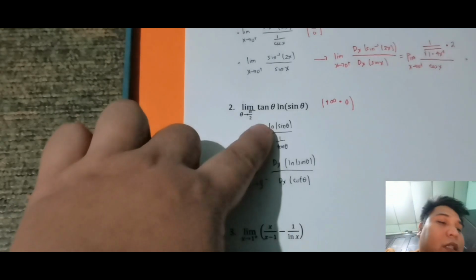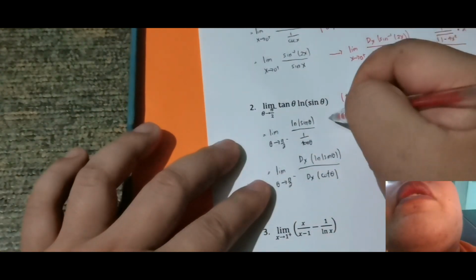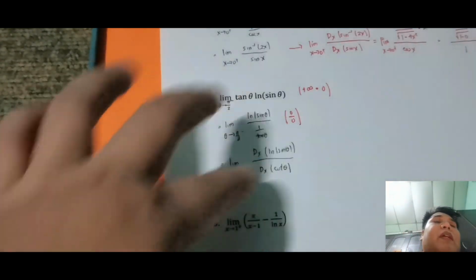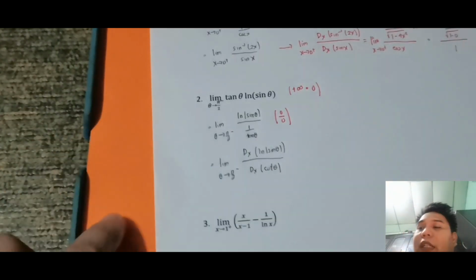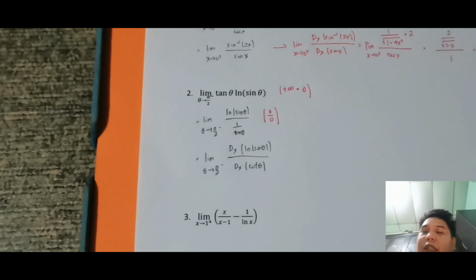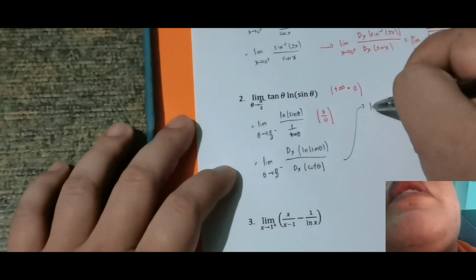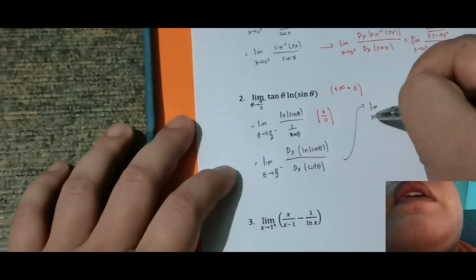Okay, so check natin. This is 0 over 0. Lagyan mo ito ng 0 over 0 para ma-determine. Hindi ka malito. So now, applying L'Hopital's rule, pwede na siya. So this is just derivative ng ln, that is simply 1 over sine theta times derivative ng sine theta, which is cosine theta.